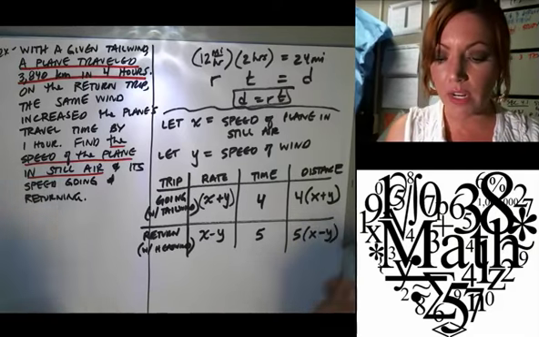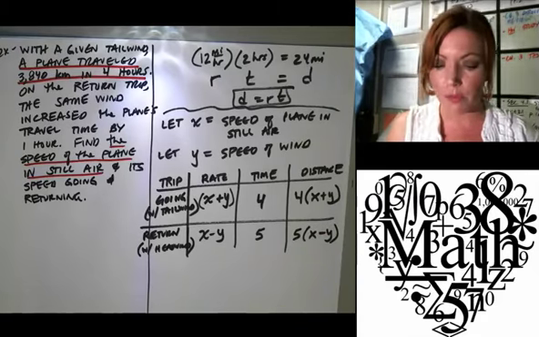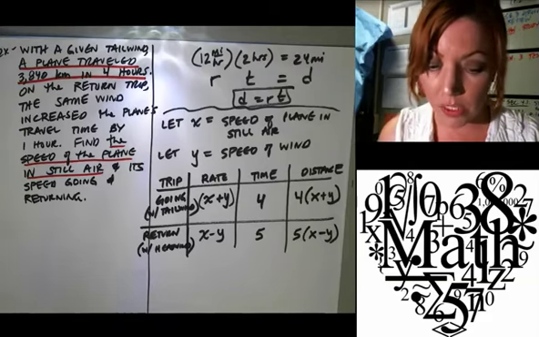5x minus 5y, or 5 times x minus y. I'm actually going to leave it in that form because we're going to be able to do something really, really good with it. Okay, so here we go.